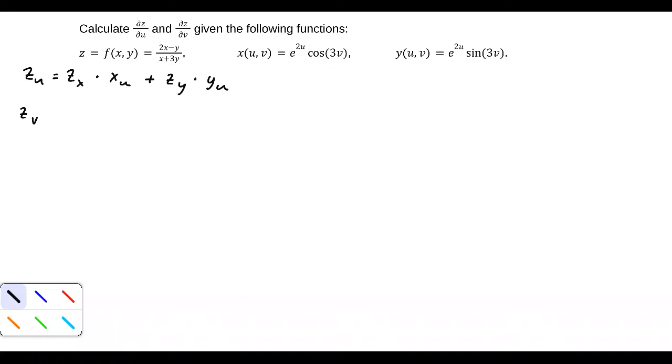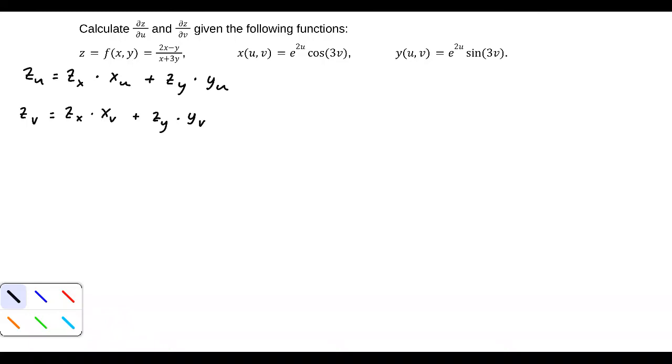and z_v is equal to z_x multiplied by x_v plus z_y multiplied by y_v. Notice I'm using the subscripts to indicate partial derivatives. So z sub u is the partial of z with respect to u, etc. So let's find each of these values.